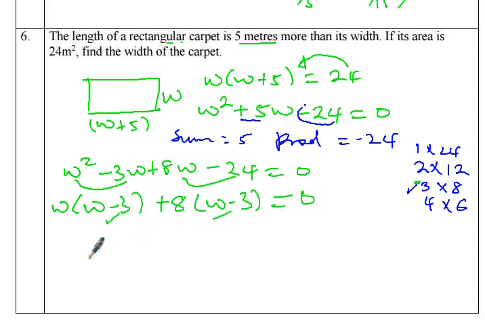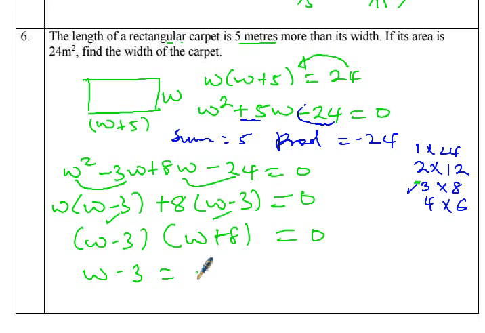Now that this and this is becoming common, I write it down. I open a new bracket, W, which is this term here, plus this 8 here should give me a 0, meaning that W minus 3 should equal 0, and from here W is equal to 3, or W plus 8 should equal 0, and here W is equal to minus 8.